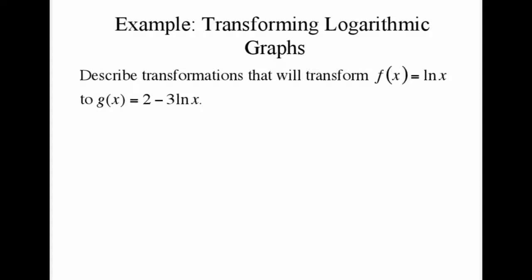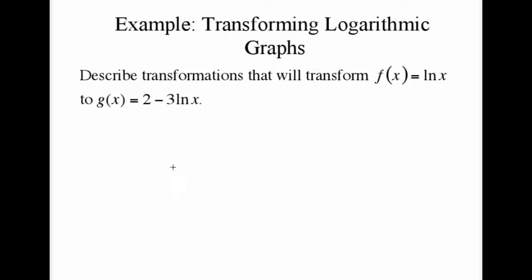Describe transformations that will transform f of x equals the natural log of x to g of x equals 2 minus 3 times the natural log of x. In this course we are hitting transformations of functions. For every function that we look at, we're going to look at transformations. How do we go from the parent function to some other function that's based off the parent?